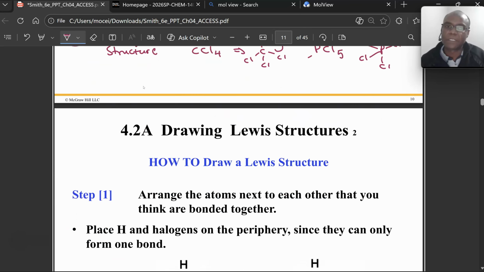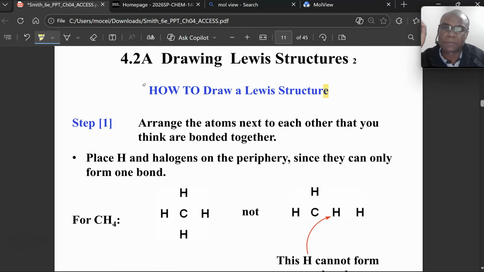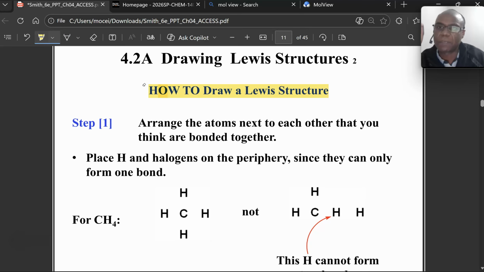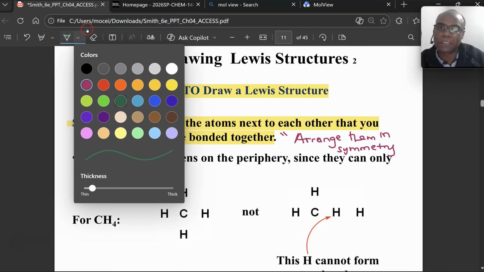Now let's go on. If you want to draw Lewis structures, there are steps to follow. How to draw a Lewis structure, that's the learning objective on this part. Step number 1, you want to arrange atoms next to each other that you think are bonded to each other, and I'm going to add here, arrange them in symmetry. So what this means is that once you draw your arrangement, try to see if you can cut the molecule into equal halves.